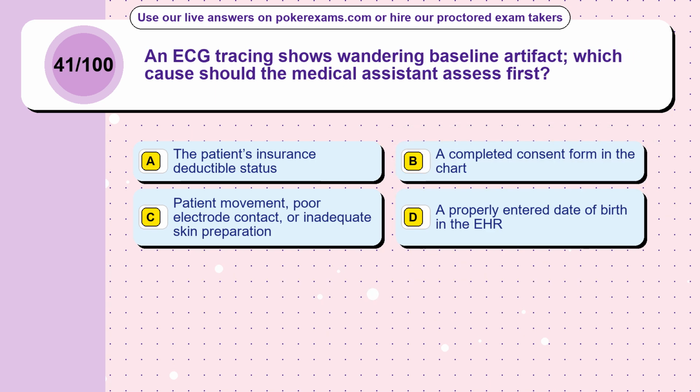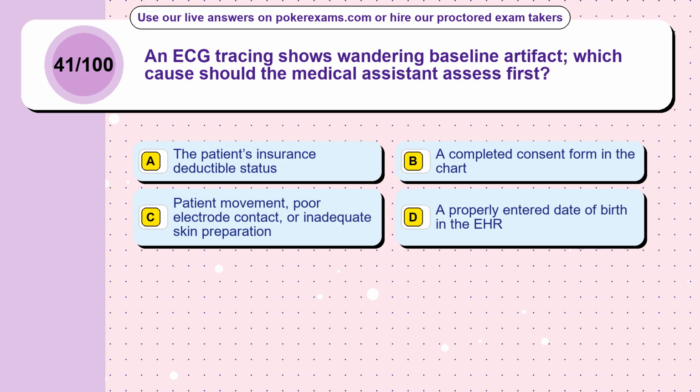An ECG tracing shows wandering baseline artifact. Which cause should the medical assistant assess first? Option A. The patient's insurance deductible status. Option B. A completed consent form in the chart. Option C. Patient movement, poor electrode contact, or inadequate skin preparation.